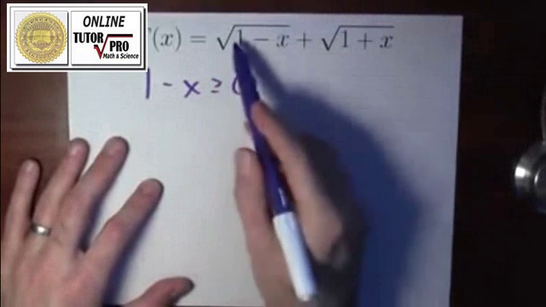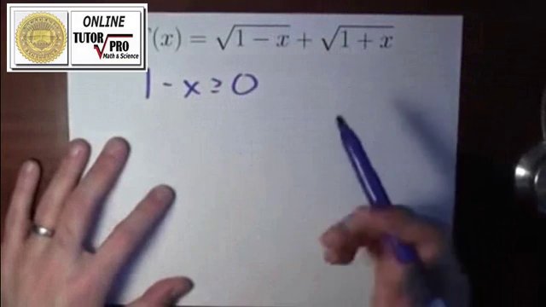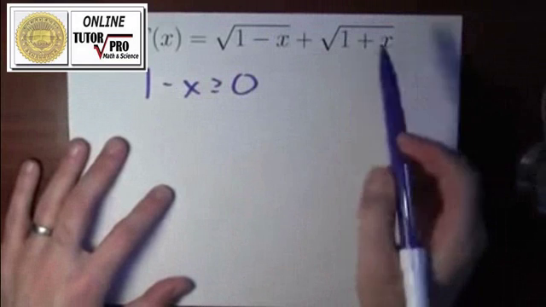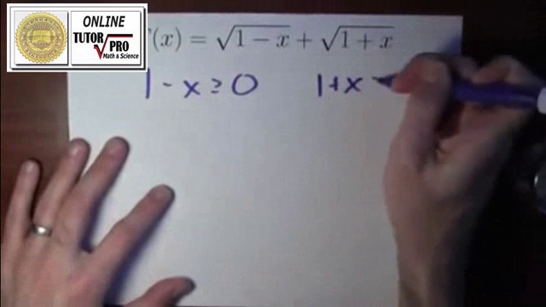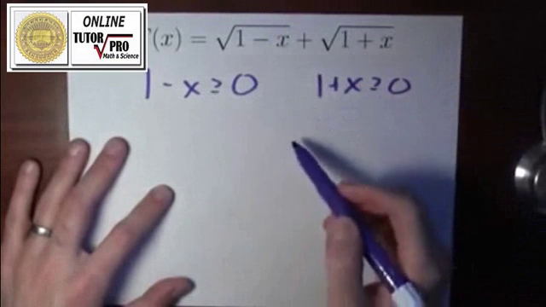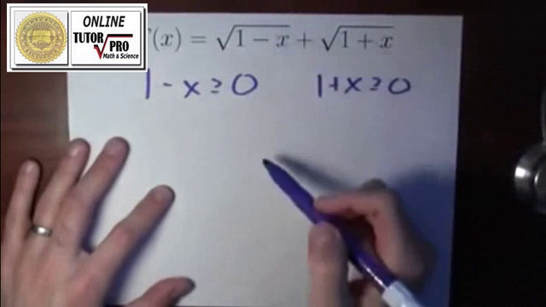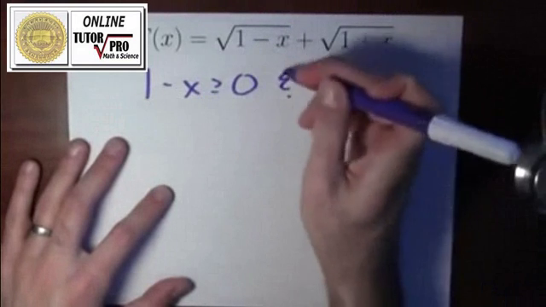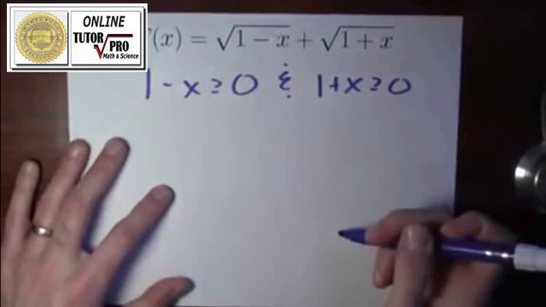Right? I need the thing under the square root to be non-negative in order to take the square root. In order to take this square root, I need 1 plus x to be bigger than or equal to 0. And both of these things have to be true in order to take both of these square roots and then add them together. So I'll put an "and" between them.